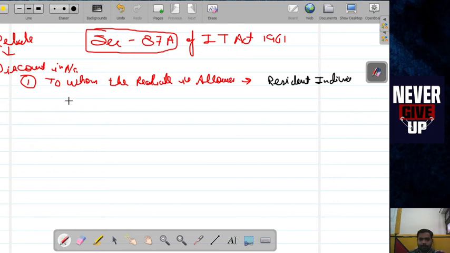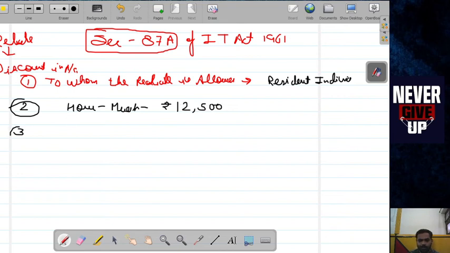Let's understand to whom the rebate is allowed, and the second is how much rebate is allowed. Only rupees 12,500. Now the third thing. First, to whom? Resident and individual. How much? 12,500. And when? The ceiling limit of income.